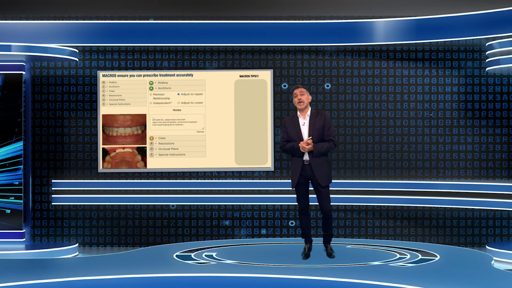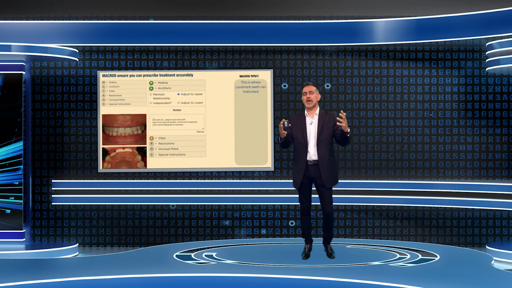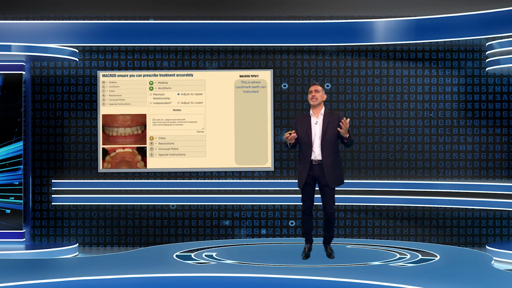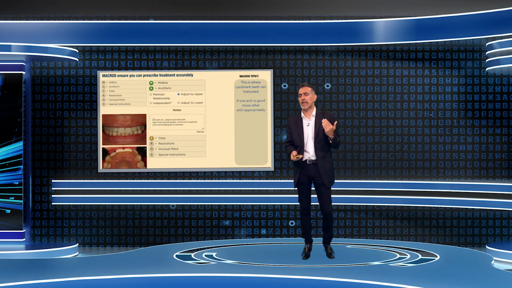So the next thing that you'll be asked for is to look at the arch form. So again, if the upper arch form is generally pretty reasonable, you might want to adjust the lower to the upper. This is another place where I'll be thinking about things like landmark teeth. Now, a landmark tooth to me is a tooth that is already aesthetically and functionally positioned correctly. So if I know, for example, that the distal point of the upper left one on this patient is correct, I want to make sure that that point at the end of treatment, after the staging and setup, is in the same position.